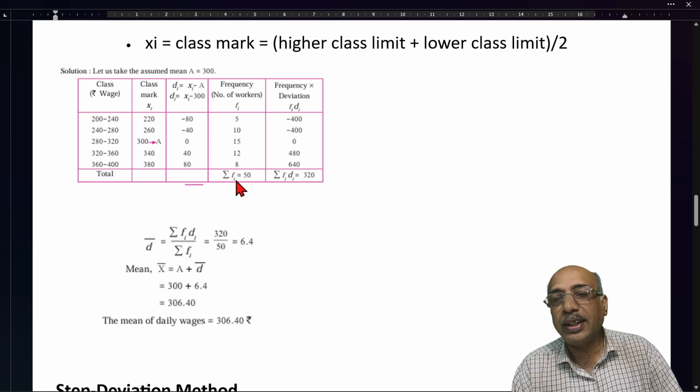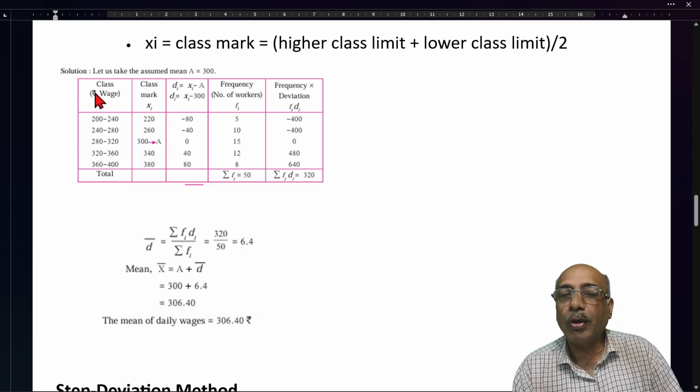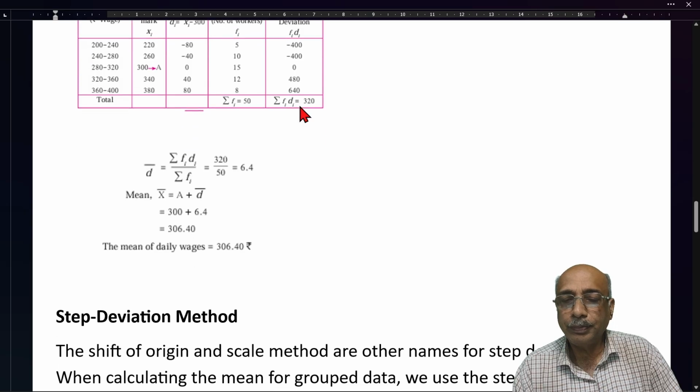Now please take note, in the assumed mean method, earlier there were only 4 columns, and here it was fi, xi. Here a fifth column is added, that is known as di. So the last column became, instead of fi xi, fi di. This is the difference between the two types of method, that is the direct method and the assumed mean method.